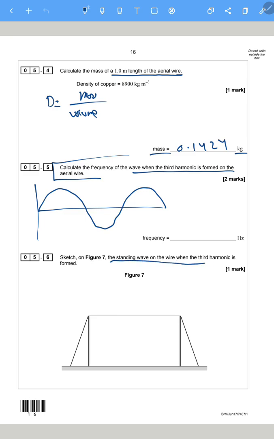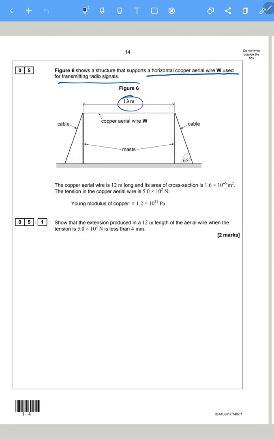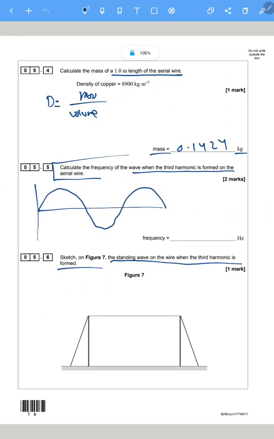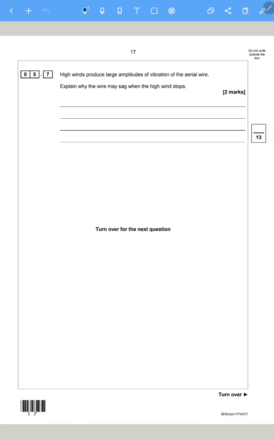Sketch the standing wave when the third harmonic is formed. Okay, I see how it is. So it'd be like that, and it'll be like a terrible drawing, but it will get me the marks.